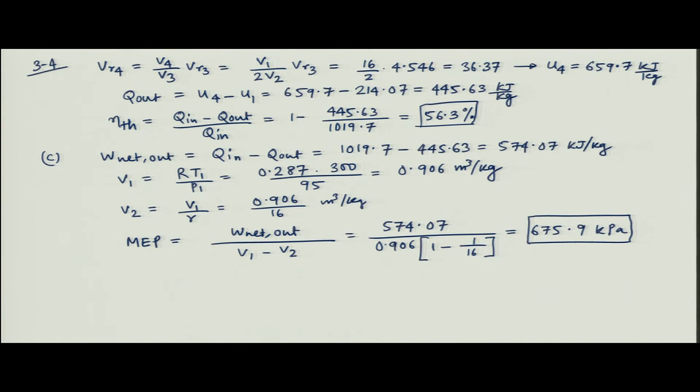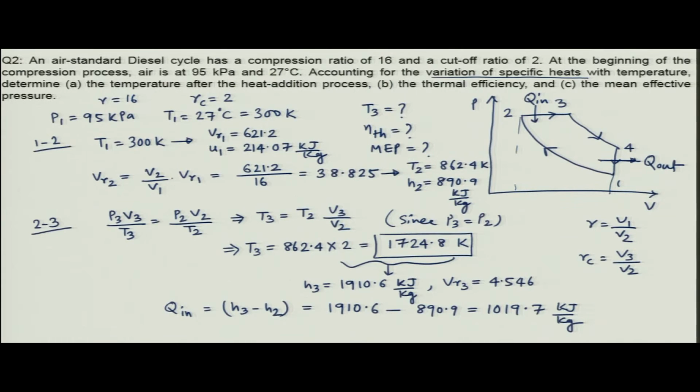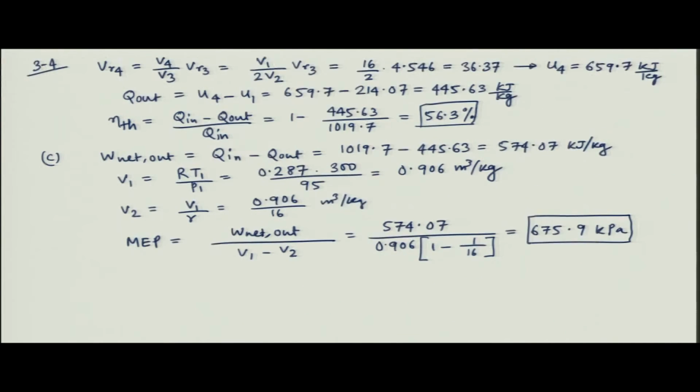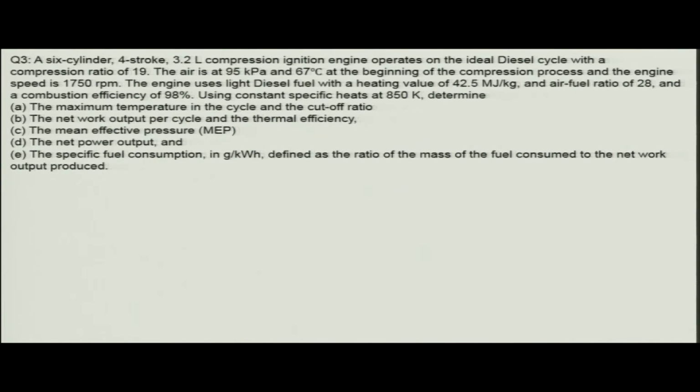Okay. So, now we have solved this problem of a diesel cycle, and here we have used variation of specific heats with temperature, and we have basically obtained the final temperature after the heat addition, which is 1724.8 Kelvin, and we also obtained the thermal efficiency and mean effective pressure. Okay. Next, I will move to the third problem.